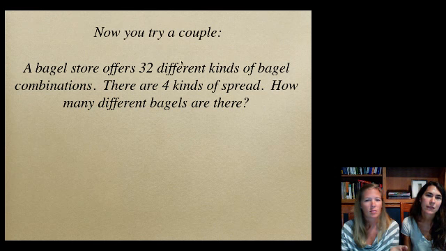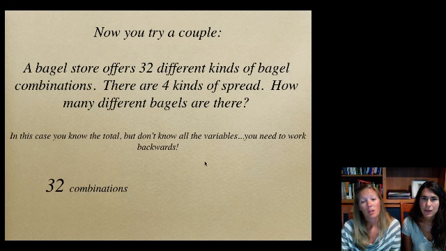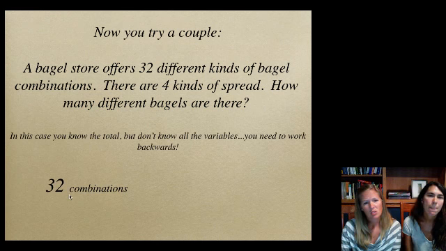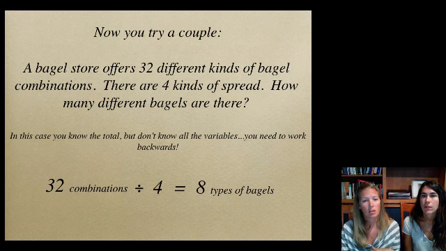Alright, so in this case, we're given the total combinations, 32. So we're going to have to work backwards. So if we know 32 is our total, well, the backwards in multiplication is just division. So we take our 32 divide it by our 4 kinds of spread, and we can get our 8 types of bagels.